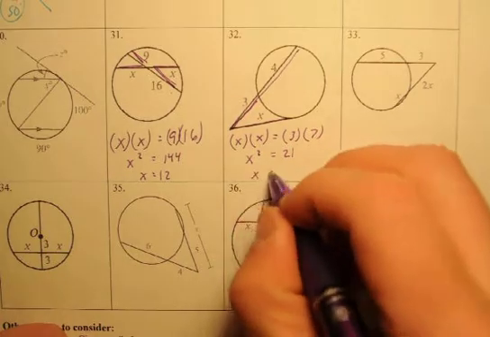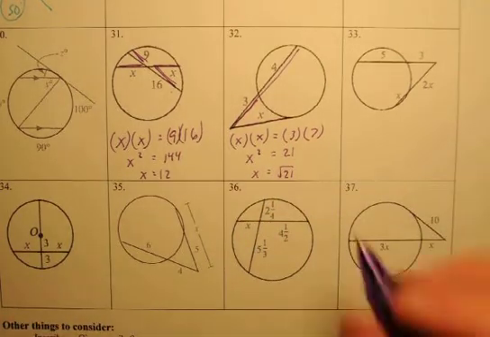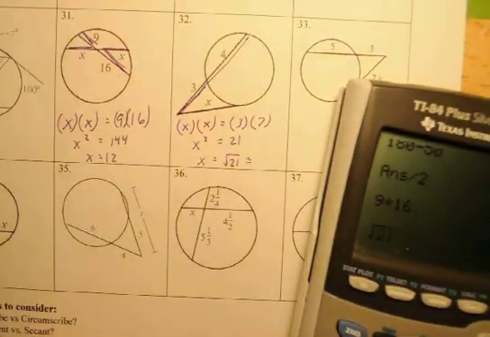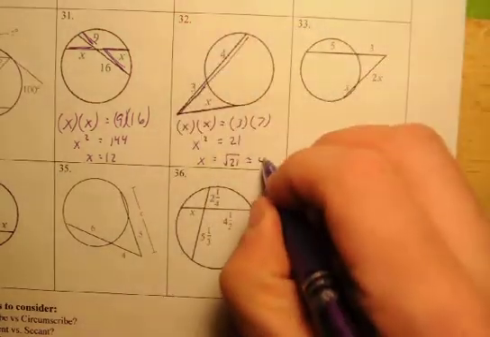This is not going to be a pretty answer, so we'll just keep this as the square root of 21. Actually, square root of 21 is about 4.6. So if you put 4.6, that would be fine for that.